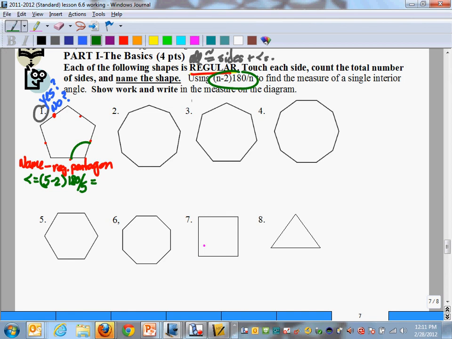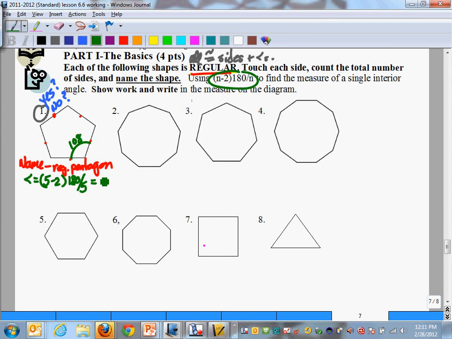We just did name it. I told you you're doing 3 things. You name, you find the angle. Okay, listen. 5 minus 2 is 3. 3 times 180 divided by 5. All right, you should have gotten 108. Got it. So write it right there.